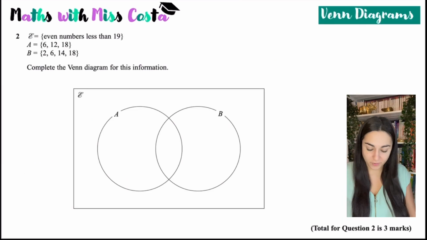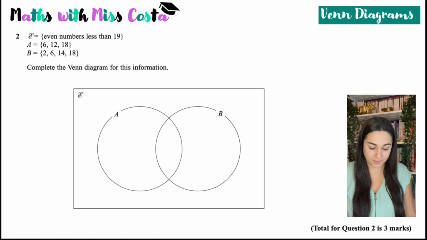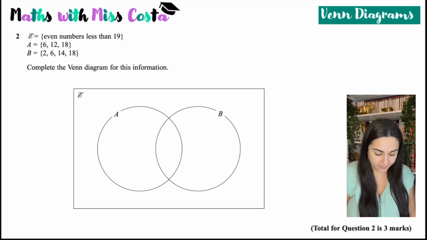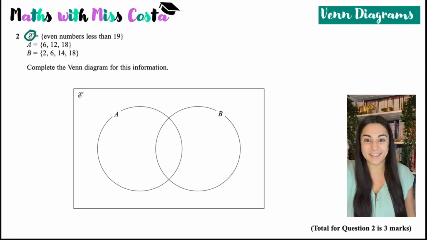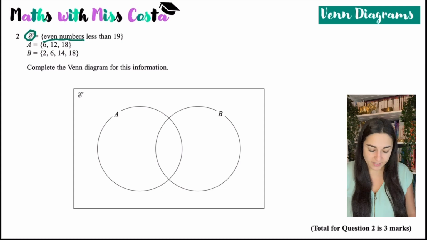Okay, so here I've got a Venn diagram, and all I need to do is fill in the information I've been given. Now this little sign here, the little slanted E, that means the universal set. So it means everything inside of the Venn diagram. Okay, so inside the diagram, you need to have all of the even numbers that are less than 19. So let's just write them out.